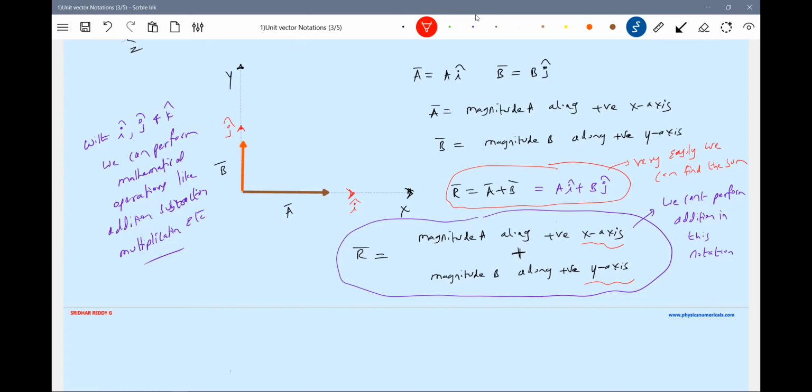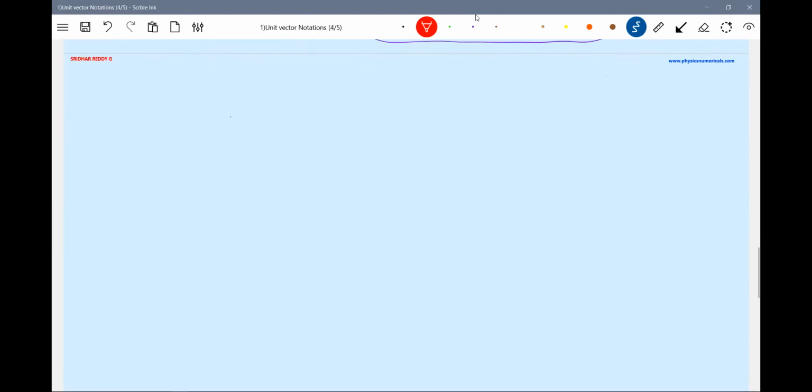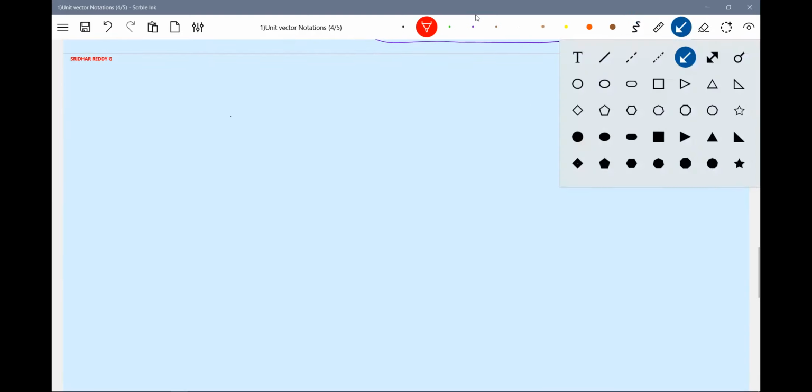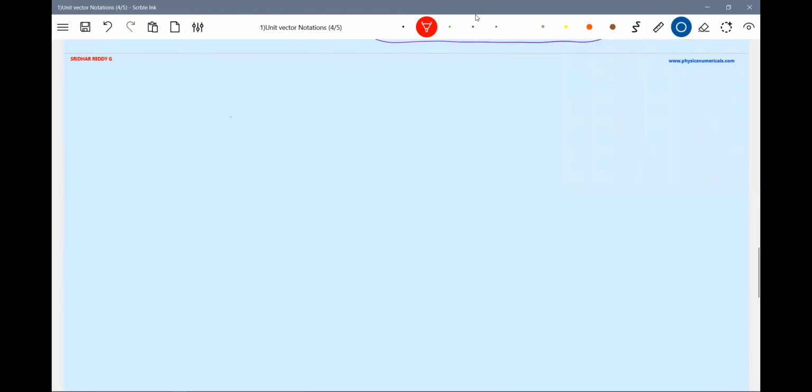Sir, only i cap, j cap, k cap are unit vectors, nothing else? You can have others. If you take some examples, let there be a circle. Then we can bring in unit vectors tangential to this, and the other will be normal. This will be indicated as e_t cap. What do we mean by e_t cap? A tangential unit vector, which will be tangential to the path.